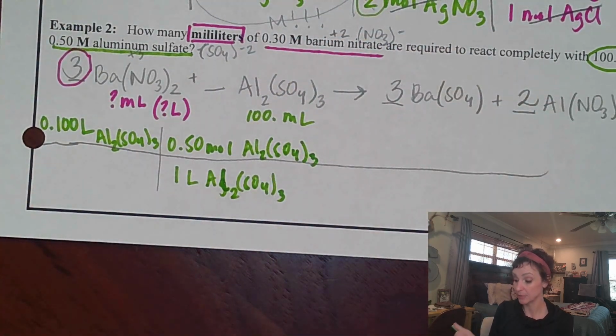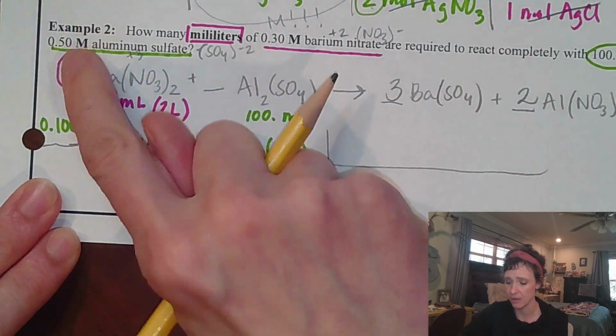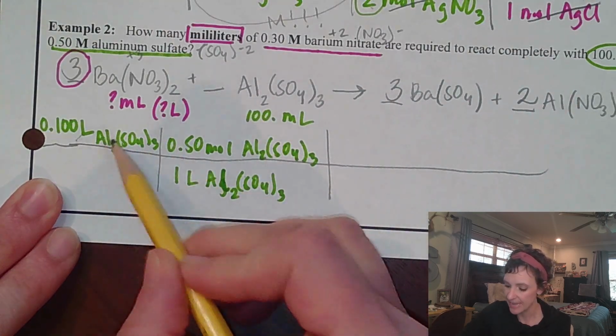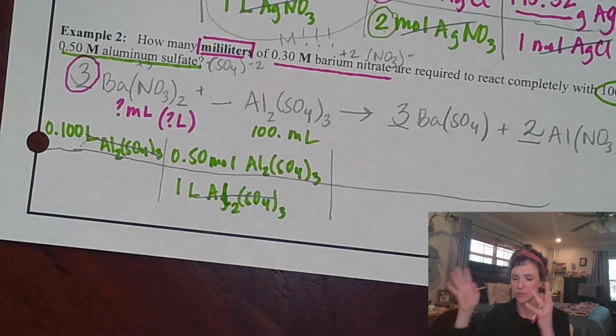Once again, whenever I'm using molarity as a conversion factor, it better be all the same color, the same stuff, right? That was all for aluminum sulfate. So now I can cancel off liters of aluminum sulfate on top and on bottom. I've made it to my given moles. It is mole ratio time.